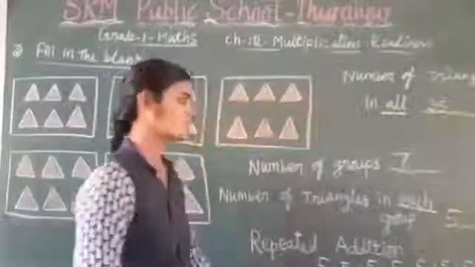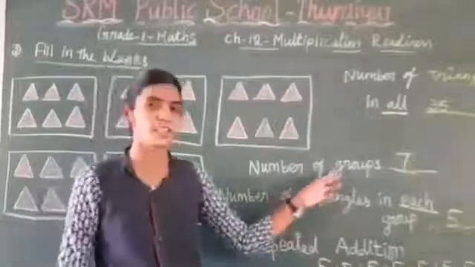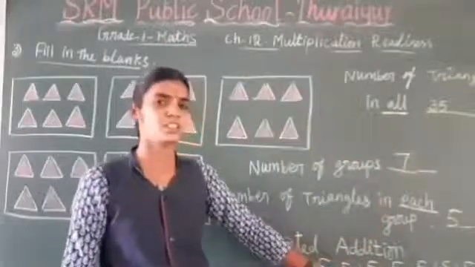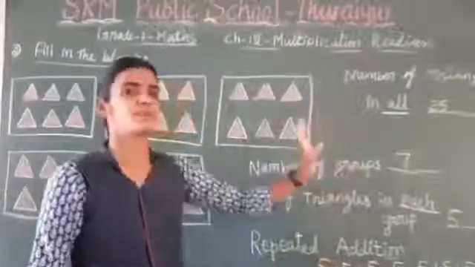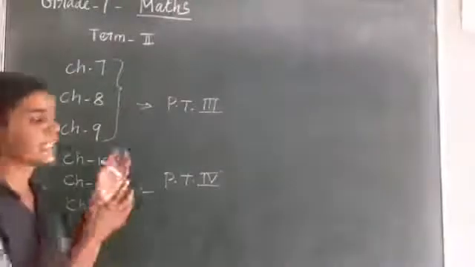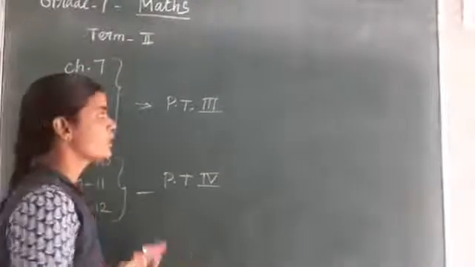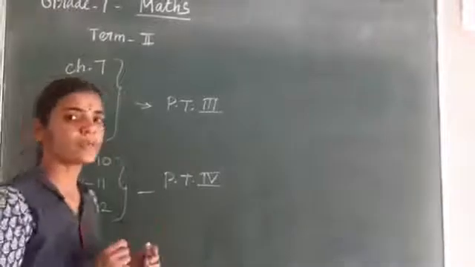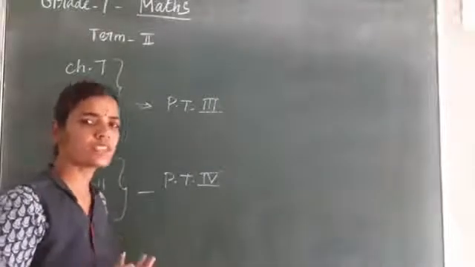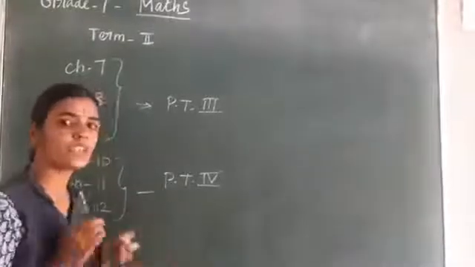So if the number is changed, no problem, but you have to identify the groups, how many groups, how many in each group, and make the repeated addition to find the total. Clear? So we come to the end of the session. We have revised all chapters today. Using this revision, you have to practice all the sums in your book itself. Then only you can attend the term 2 exam in a very good manner.